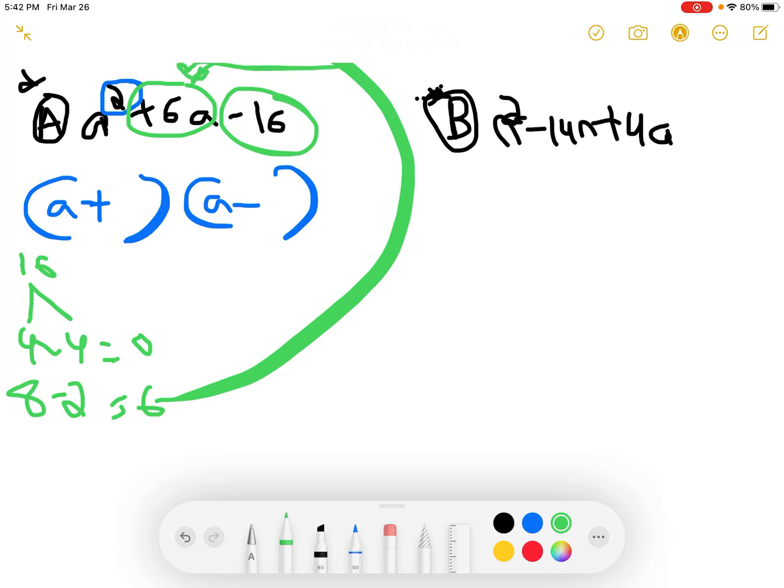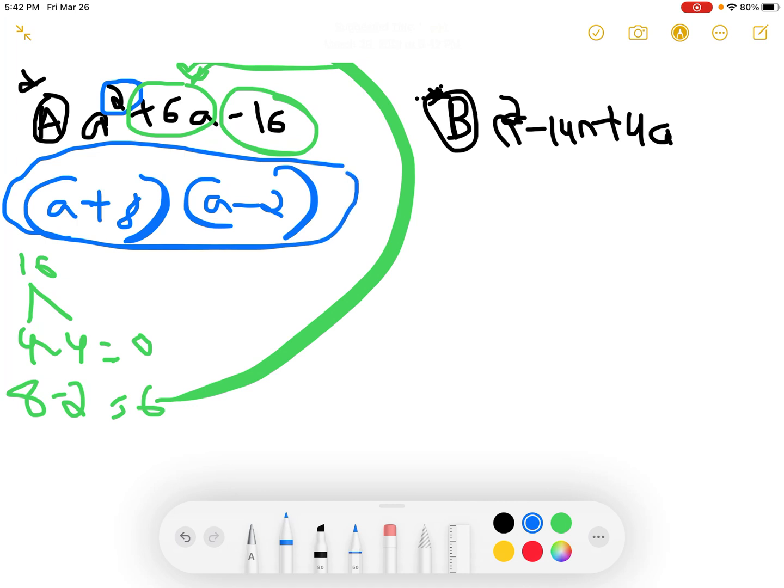That's 6 right there. So you would do plus, sorry, let me get the blue up. So you do plus 8 minus 2, and you cannot simplify anymore. So this right here would be your answer.